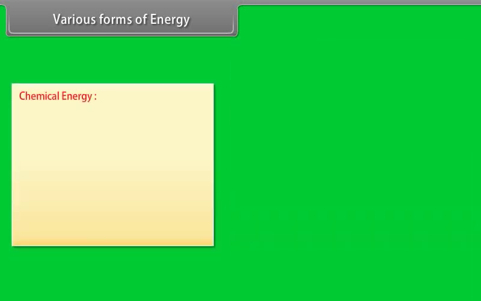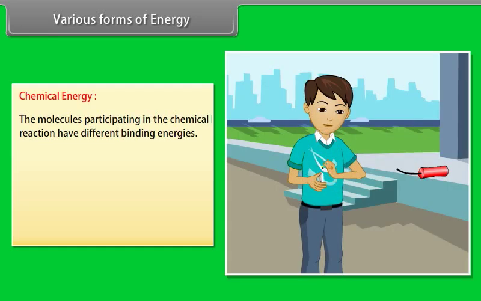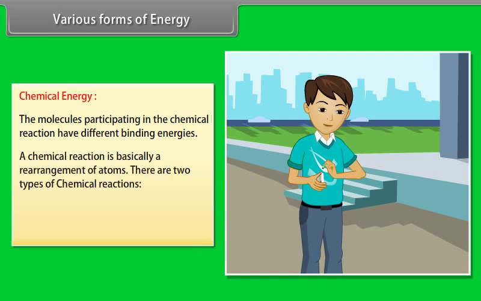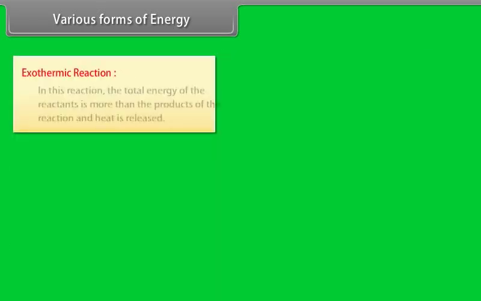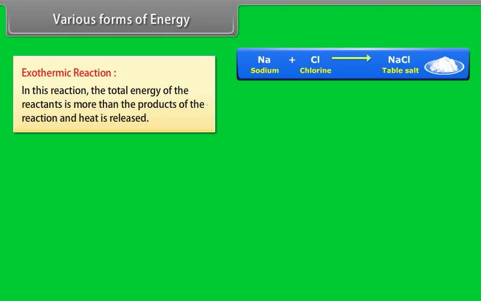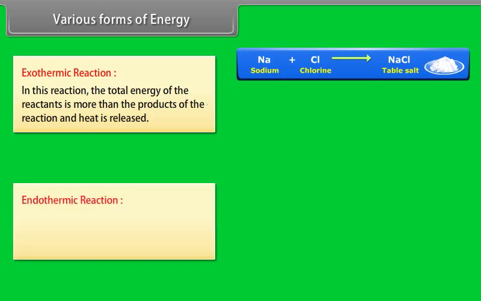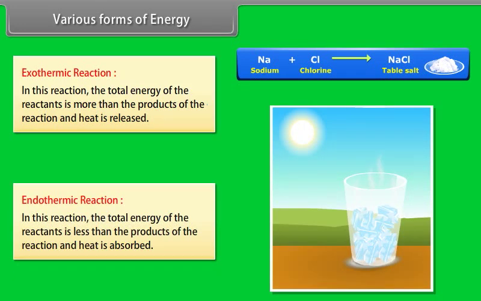Chemical energy. It arises from the fact that the molecules participating in the chemical reaction have different binding energies. A chemical reaction is basically a rearrangement of atoms. There are two types of chemical reactions. Number 1, exothermic reaction, and Number 2, endothermic reaction. Exothermic reaction. In this reaction, the total energy of the reactants is more than the product of the reaction and heat is released. Endothermic reaction. In this reaction, the total energy of the reactants is less than the product of the reaction and heat is absorbed.